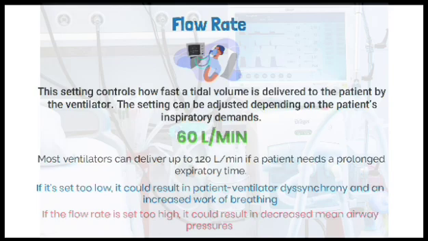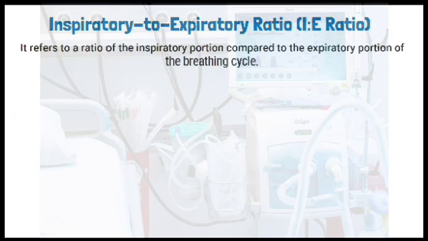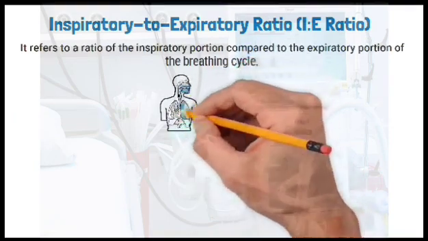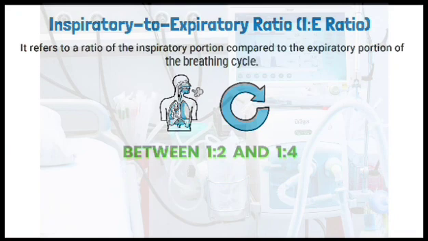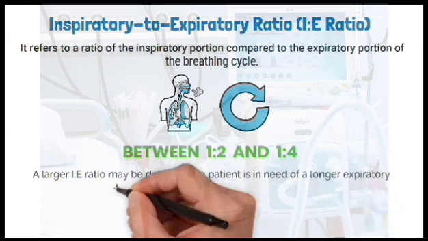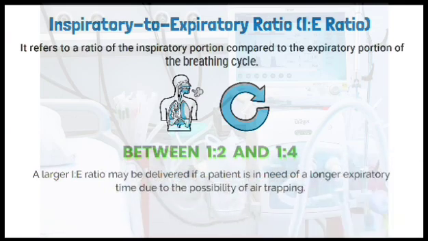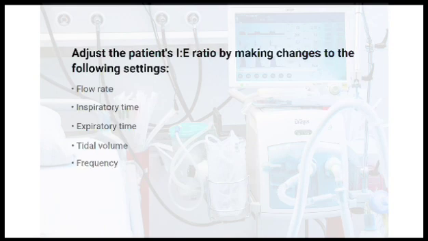The next setting that we're going to talk about is the IE ratio, or inspiratory to expiratory ratio. It refers to a ratio of the inspiratory portion compared to the expiratory portion of the breathing cycle. For patients on the ventilator, the normal IE ratio is between 1 to 2 and 1 to 4. A larger IE ratio may be delivered if a patient is in need of a longer expiratory time due to the possibility of air trapping. If you're needing to adjust the patient's IE ratio, you can do so by making changes to the flow rate, inspiratory and expiratory time, tidal volume, and the frequency.